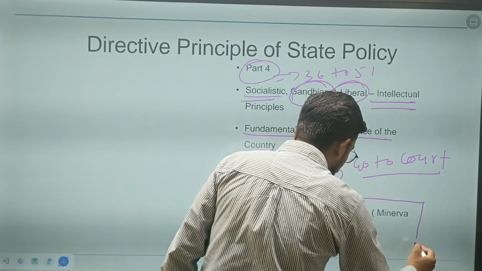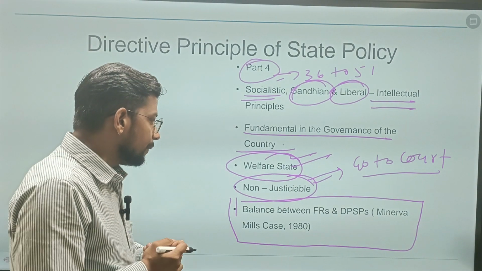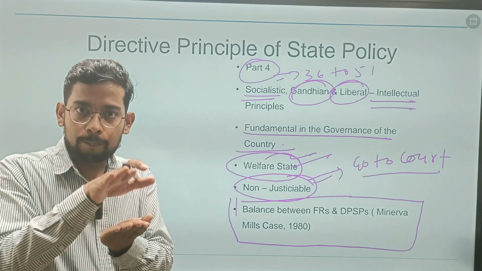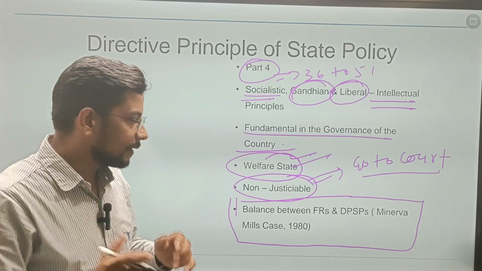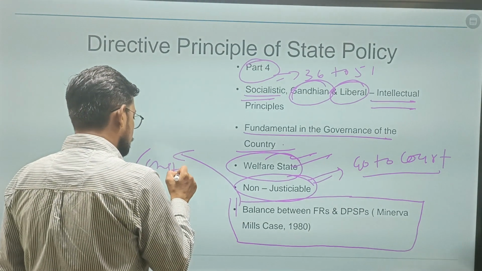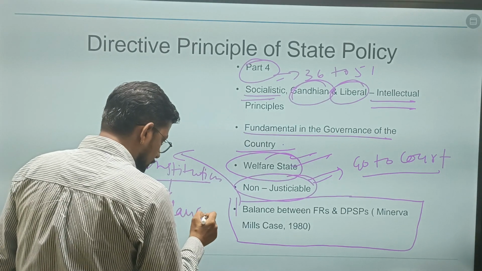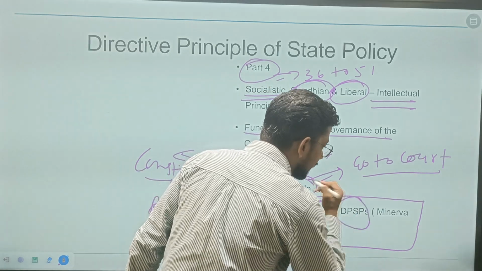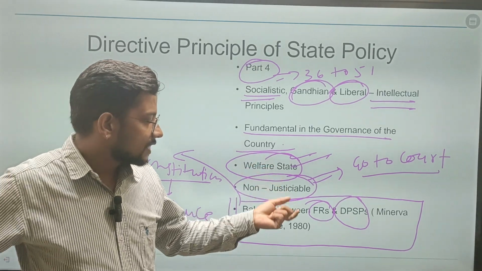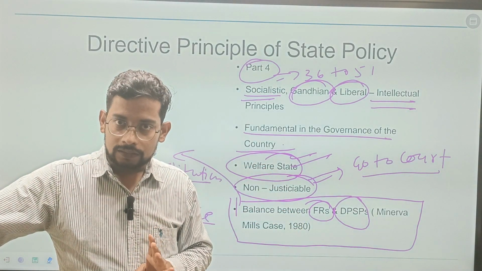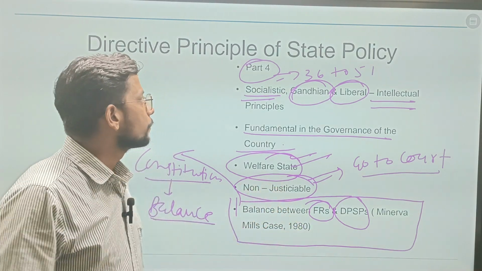Then they are extremely important because the Supreme Court in its Minerva Mills case has said DPSPs are founded on the balance of fundamental rights and DPSPs. Simply we can say our constitution has formed a balance through fundamental rights and DPSPs. Because fundamental rights provide you political justice, whereas DPSP provides our citizens economic justice. Because of that, Supreme Court commented this in the Minerva Mills case 1980.